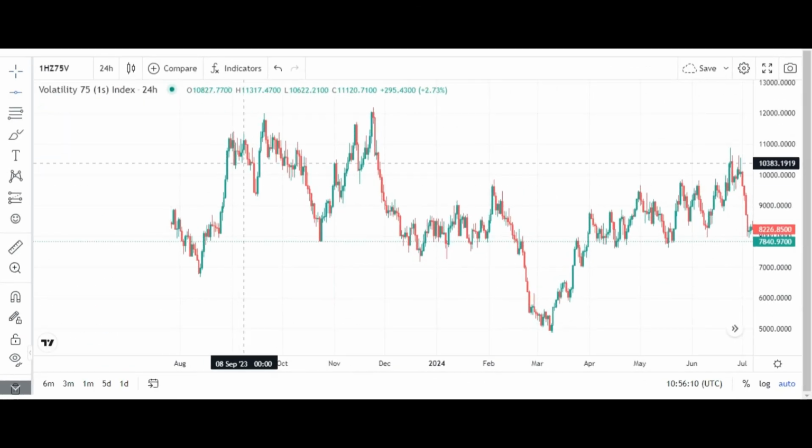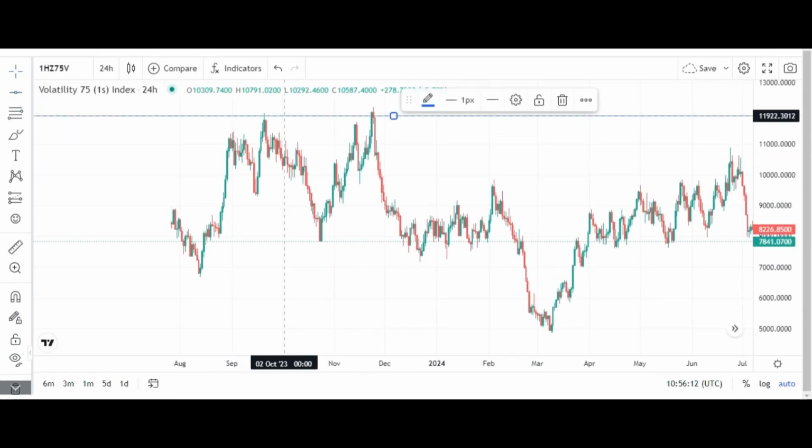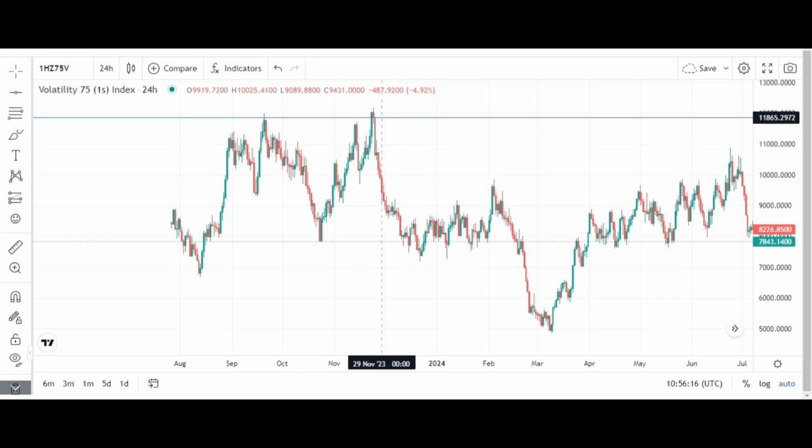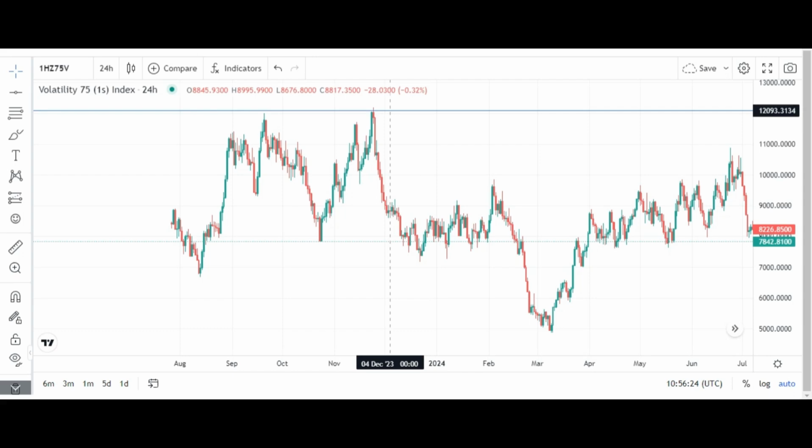A ceiling. Now we're just going opposite from what we did with support. So that's basically resistance. This is the opposite. So now we're looking for the top, as opposed to the bottom with support.